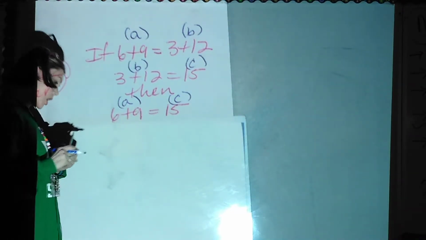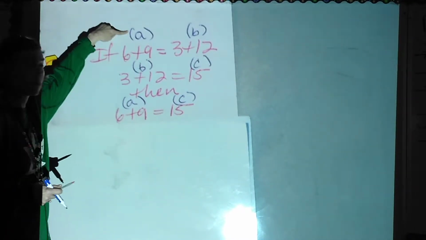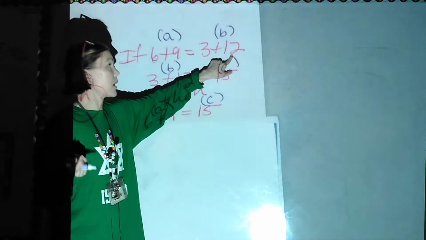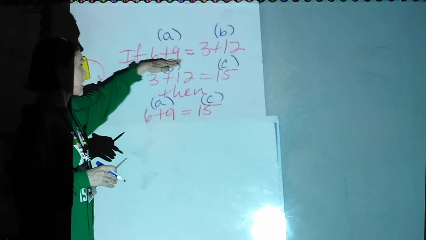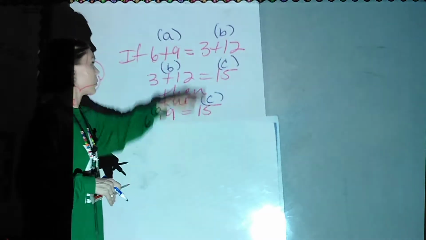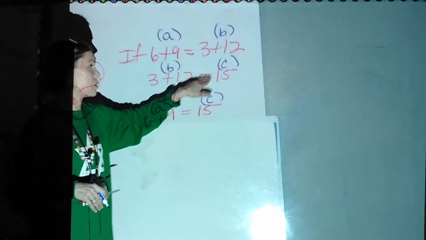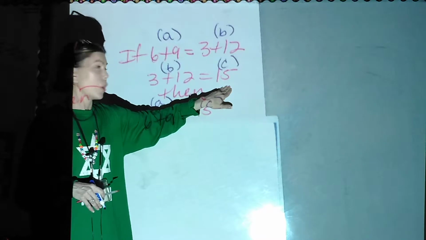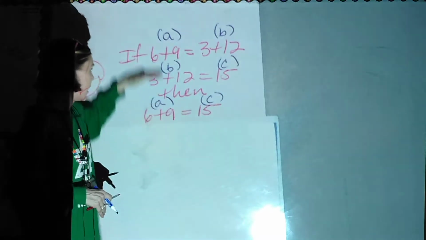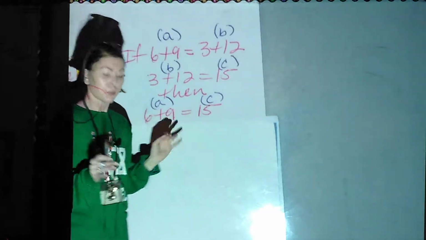Okay, here we go. If 6 plus 9, which is A, is equal to 3 plus 12, so 6 plus 9 is 15, right? And 3 plus 12 is also 15. So we're saying that A, 6 plus 9, is equal to 3 plus 12, which is B, if A equals B. Then we take B and bring it down here, right? If B, which is 3 plus 12, is equal to C, which is 15, therefore the first term A is also equal to the last term C, meaning 6 plus 9 is equal to 15. This is the transitive property, okay?